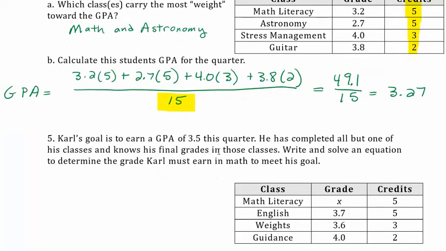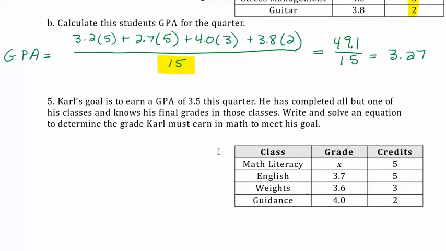So now let's put a little twist on this problem in number 5. Now Carl's goal is to earn a GPA of 3.5, and he's completed all of his classes except for math literacy. He's trying to figure out what grade he would need in order to complete his goal. If we look at what we wrote up here, we can get a really good idea about how to tackle this problem. In number 5, we know the GPA. So we're going to put this value in for the GPA here.